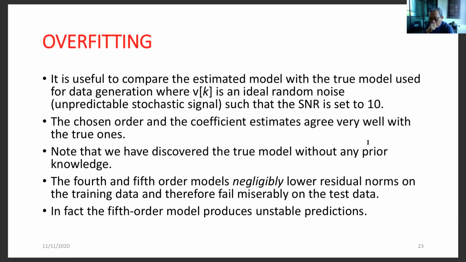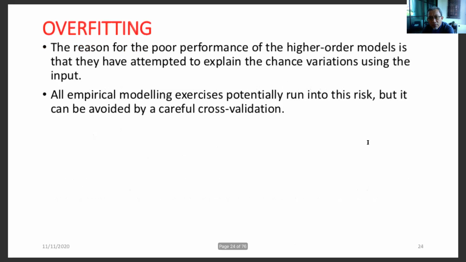So it is useful to compare the estimated model with the true model for data generation, where VK is an ideal random noise. So we assume a noise enters the system and we set it as 10. And see what happens next, whether the system agrees or not with the order. The fourth and the fifth order models can be ignored, even though they give lower residual norms on the training data. So you can see the fifth order cannot fit the test data very well.